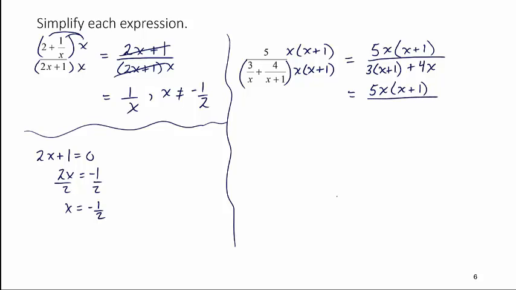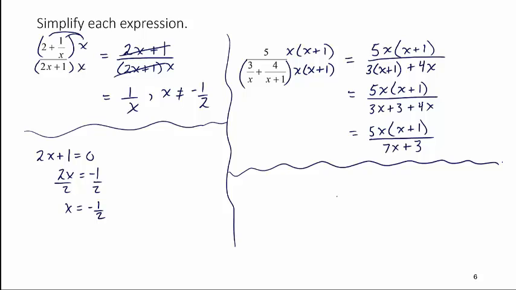Leaving the numerator factored, I'm going to combine like terms in the denominator. Looks like I have a little distributing to do. So 3 times x plus 1 is 3x plus 3 plus 4x. Okay, and so I have 5x times x plus 1 all over 7x plus 3, which doesn't factor. So it's all done at that point. If this is hard to see, particularly that very first step where I distributed the x times x plus 1 through, let me go back to the original problem here.